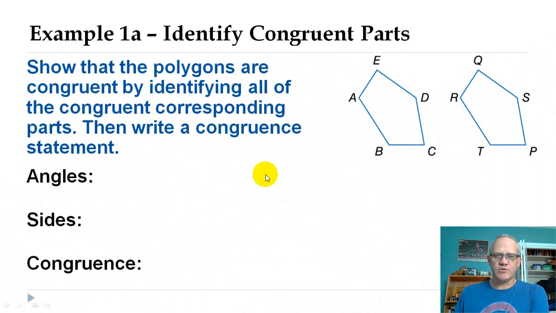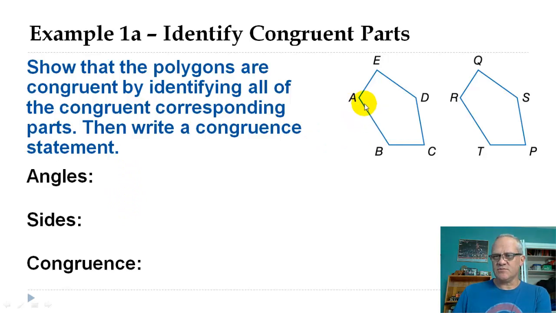All right, first example we're going to look at here. Now nothing has been given to us here, but they said we want to show that they're congruent, and if you look at it, they're in the same orientation there. So let's just mark out what sides and what angles are all congruent to each other, and then we can fill out this stuff over here.